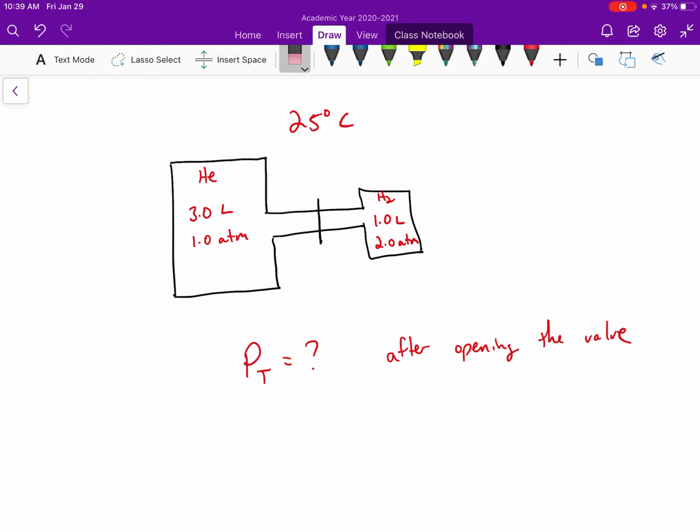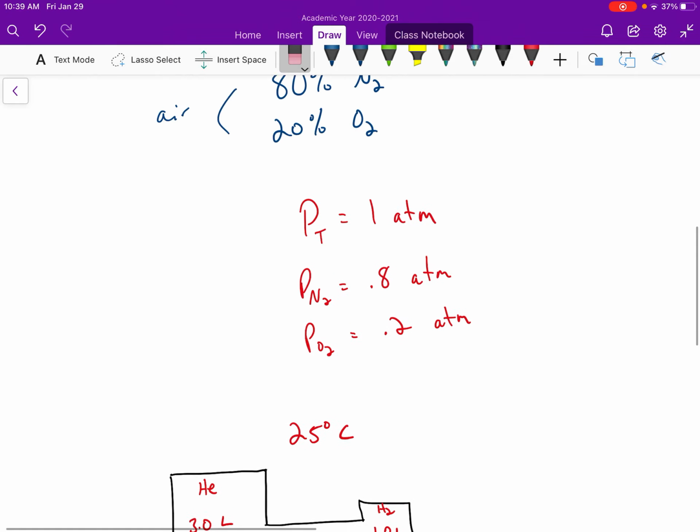Okay, so basically what I'm going to do is open this valve, and we're going to allow these to mix, because they will. Gases fill their container, okay? What is going to be the total pressure of this gas mixture after I open the valve? Okay. Now, I will give you one little hint. It is not just 3 atmospheres, okay? This is a mixture, so we will need to address Dalton's law.